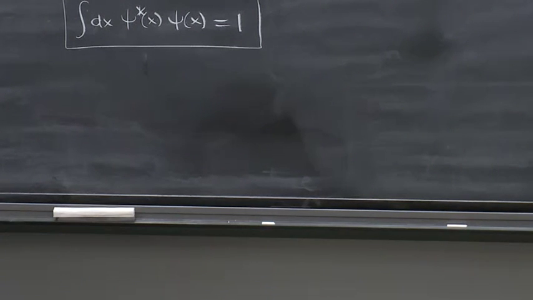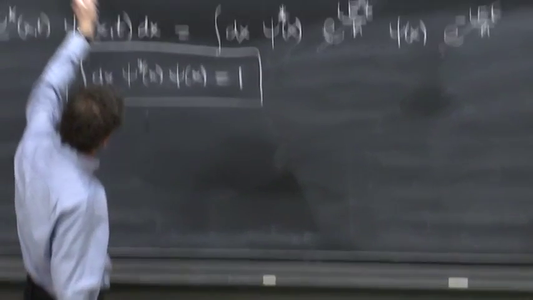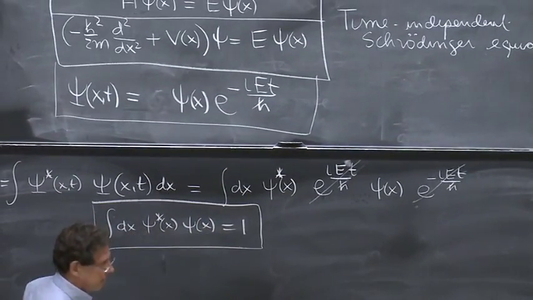So in a stationary state, the normalization condition for a full time-dependent stationary state is that the spatial part is normalized.